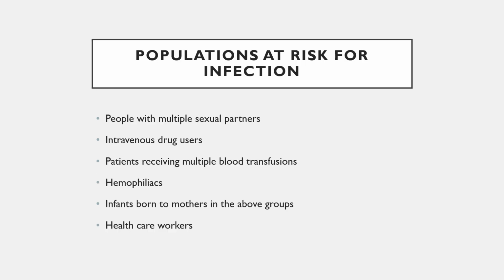Populations that are most at risk for developing human immunodeficiency virus are people with multiple sexual partners, intravenous drug users or people that share needles, patients receiving multiple blood transfusions, people that get blood and blood products, but those blood products are tested for the virus, hemophiliacs, and those are people being treated with factor VIII, infants born to mothers of the above group, and also healthcare workers.